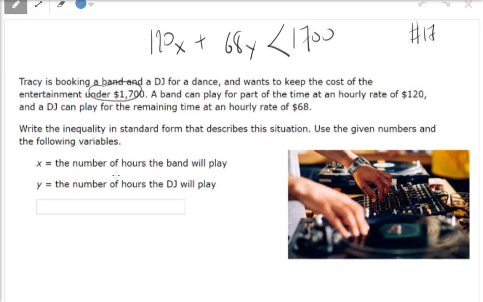So this is the inequality. So it's going to be 120 for the band per hour plus a bunch of hours, and each hour is 68, and the number of hours is going to be Y, and that has to be under $1,700. Okay, so that's the answer for number 17.